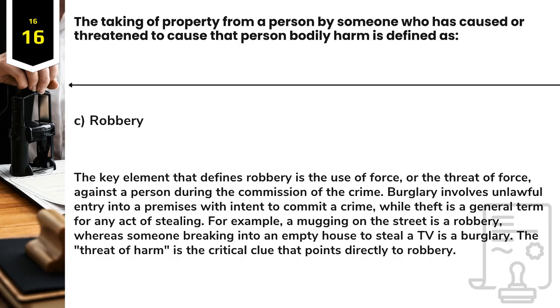Answer: C. Robbery. The key element that defines robbery is the use of force, or the threat of force, against a person during the commission of the crime. Burglary involves unlawful entry into a premises with intent to commit a crime, while theft is a general term for any act of stealing. For example, a mugging on the street is a robbery, whereas someone breaking into an empty house to steal a TV is a burglary. The threat of harm is the critical clue that points directly to robbery.